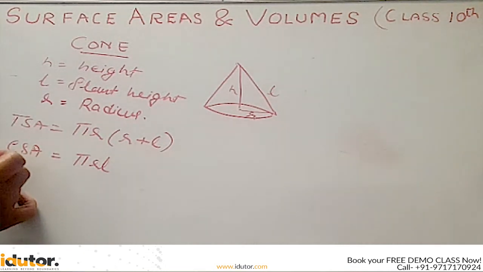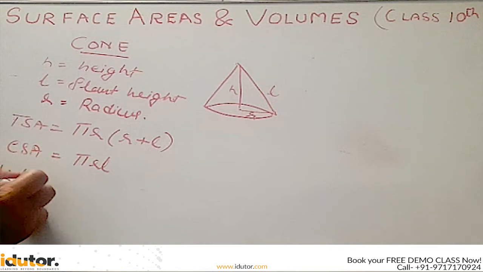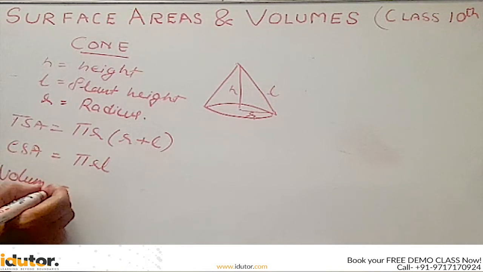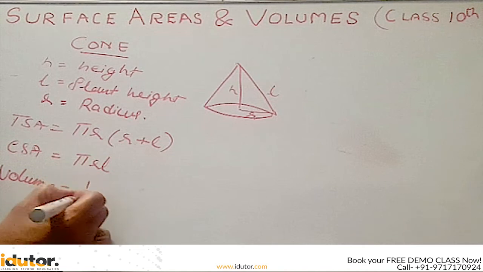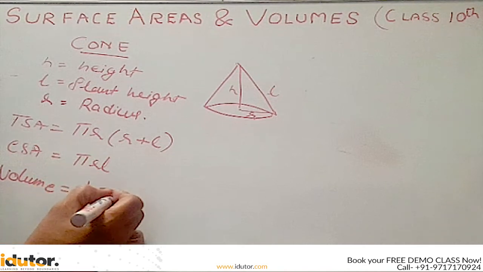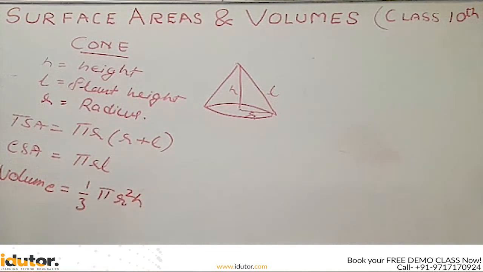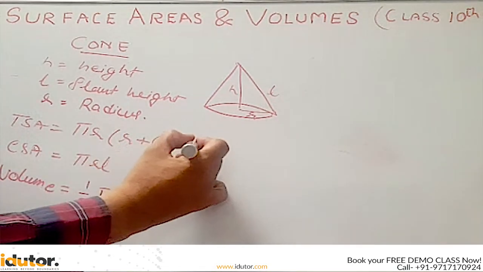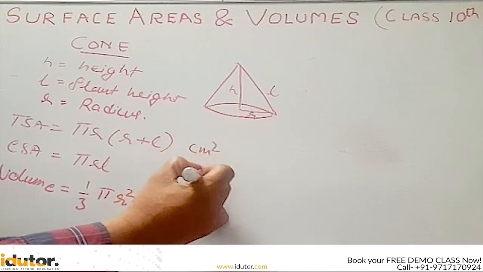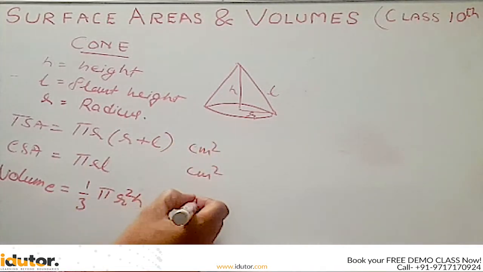Now, what is the volume of a cone? Volume is equal to 1 by 3 pi r square h. 1 by 3 pi r square h. This is the volume of the cone. So this topic you also know that this is in centimeter square, this is in centimeter square, and this can be in centimeter cube.